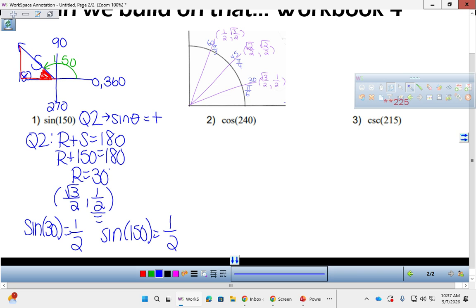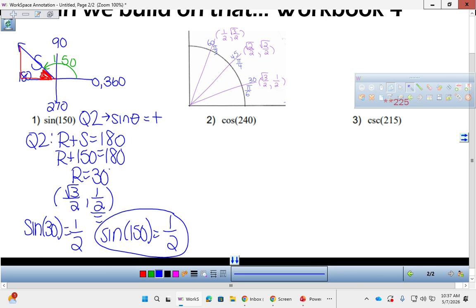Sometimes I'll add a negative to that and sometimes I won't. In this case, I'm not going to add a negative to it because I know that this is in quadrant 2, and sine ultimately is positive in quadrant 2. So this is my final answer, 1/2. Anybody have questions on that one?